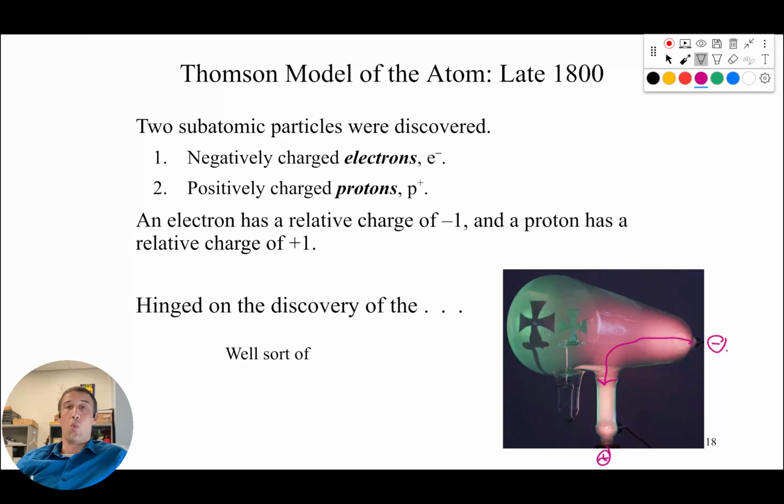And what does this mean for us? Well, this means that we have to have something smaller than our individual elements. So that would be the existence of subatomic particles.